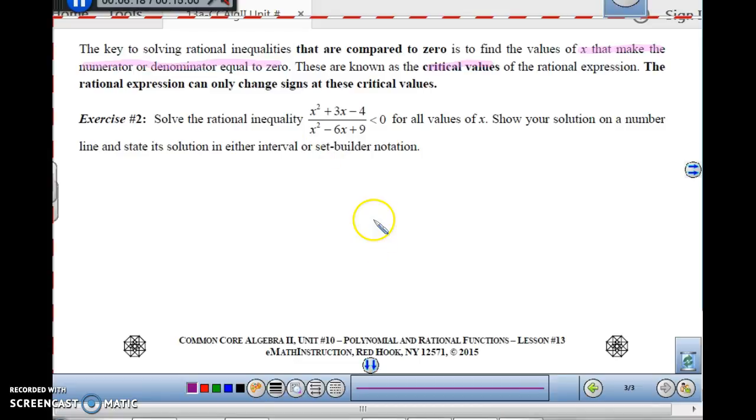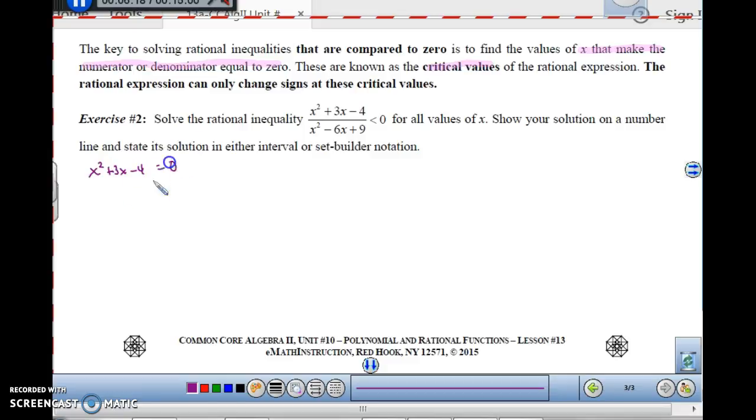Okay, so let's look at a little more complicated rational inequality. Solve the rational inequality (x squared plus 3x minus 4) over (x squared minus 6x plus 9) is less than 0 for all values of x. Show your solution on a number line and state the solution in either interval or set builder notation. So we have to know what the zeros are in the numerator and what the zeros are in the denominator.